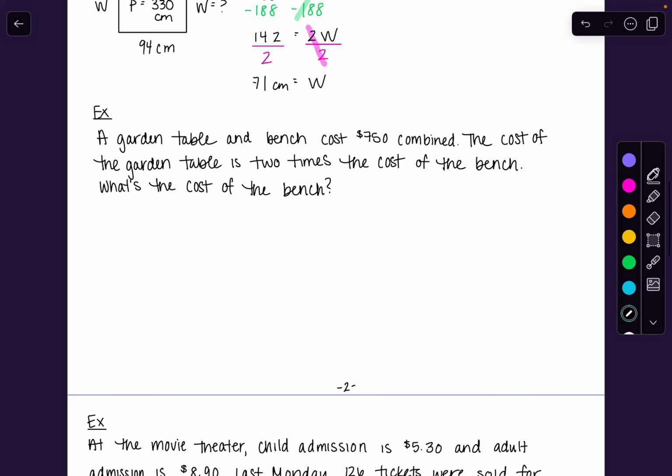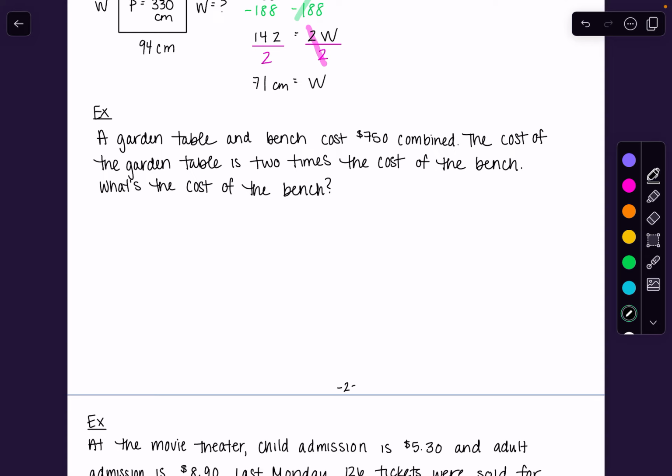Now let's try something completely different. We're told a garden table and a bench cost $750 combined. The cost of the garden table is 2 times the cost of the bench. We want to figure out what is the cost of the bench. So unfortunately here we have a bunch of unknowns. We have no idea how much the table is, nor do we know how much the bench is.